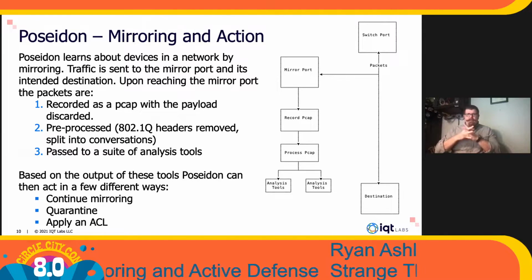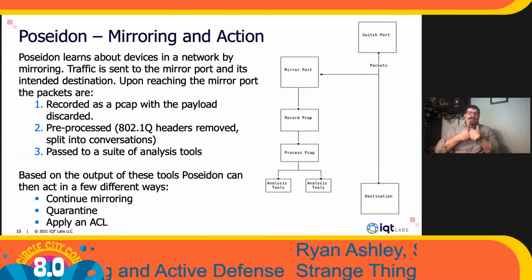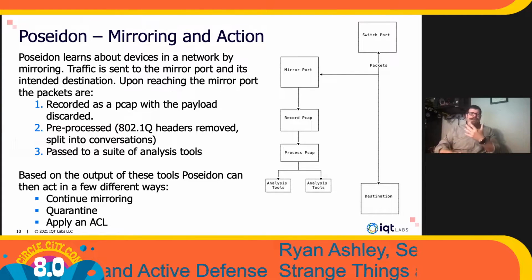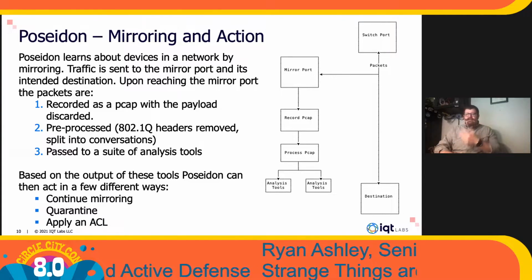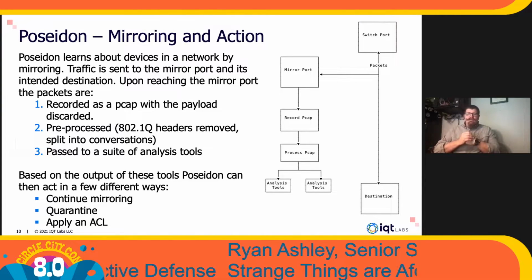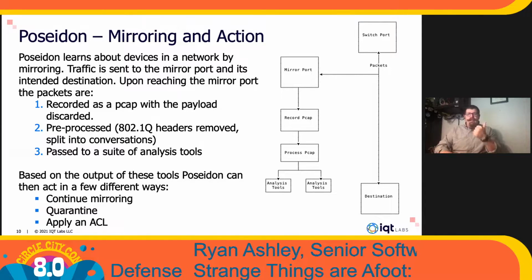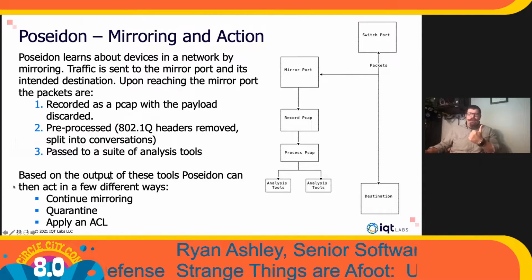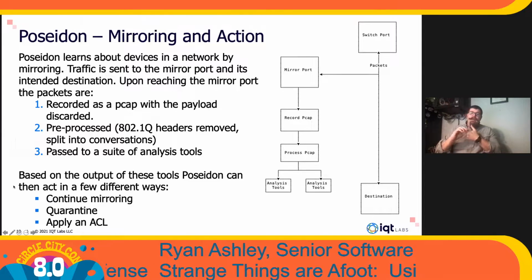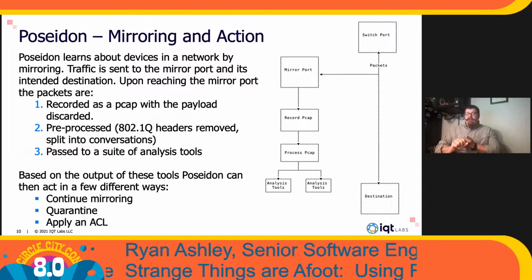I'll talk about a couple of those here in a second. And then the basic idea is, based on the output of those tools, we can do one of three things. Technically four. I should have put the fourth on here. So you can say, I don't really think I have a handle on what's going on with this thing. I want to keep watching it. That's continued mirroring, right? You can say, something bad is going on here. I don't like it. I want to wall this thing off from my network.